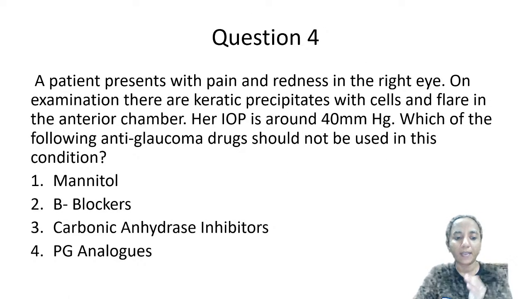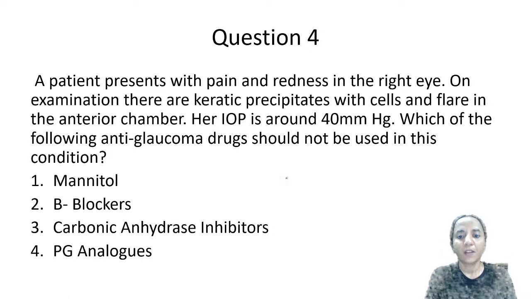Now, we are not exactly sure whether these were the options and this exactly was the question, but from what students have recalled, this probably is what was asked. So, if this is the question, then what does it mean? The patient has a painful red eye, there are keratic precipitates with cells and flare in the anterior chamber. So, there is uveitis, right? And there is also high intraocular pressure.